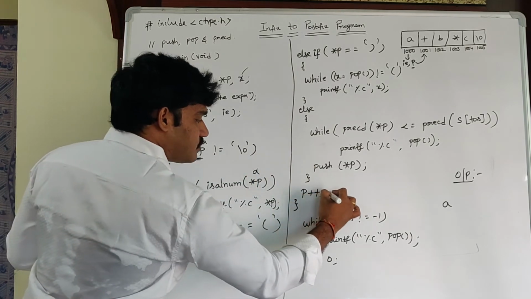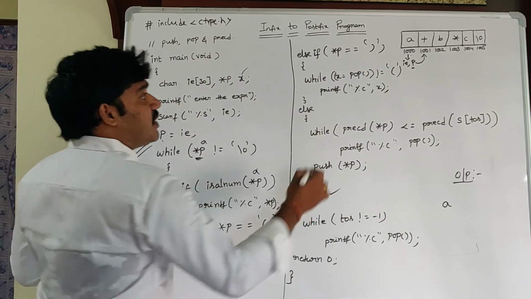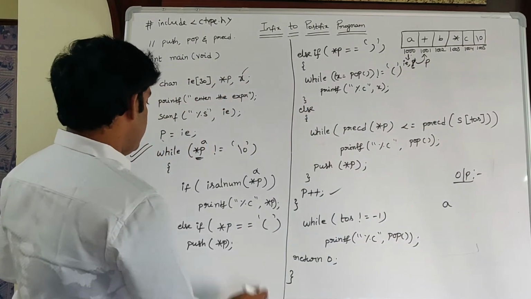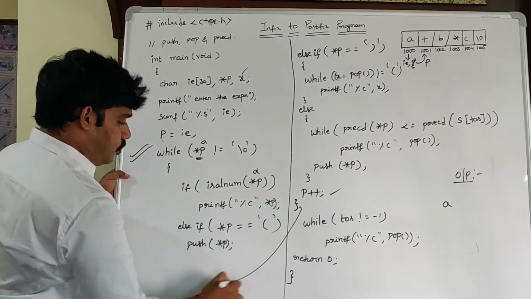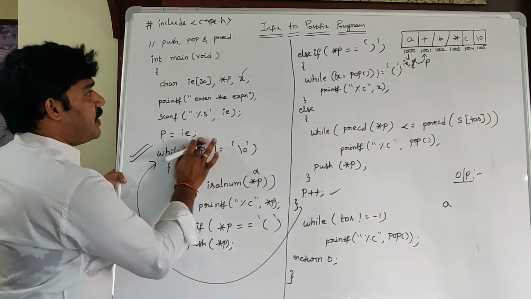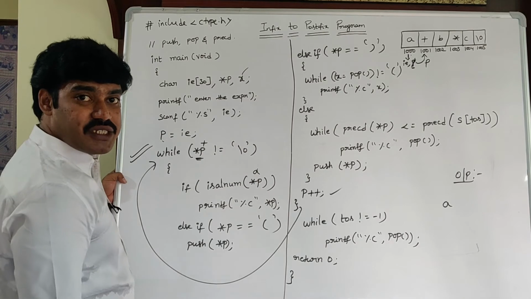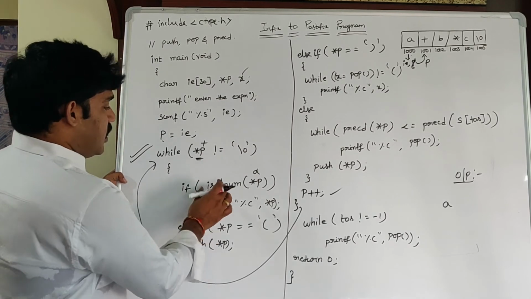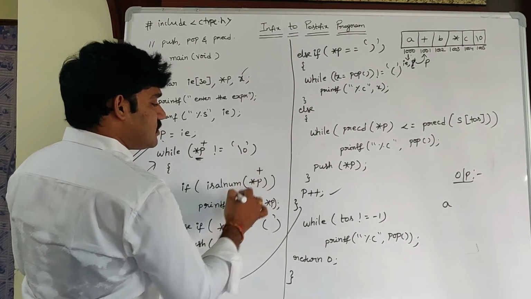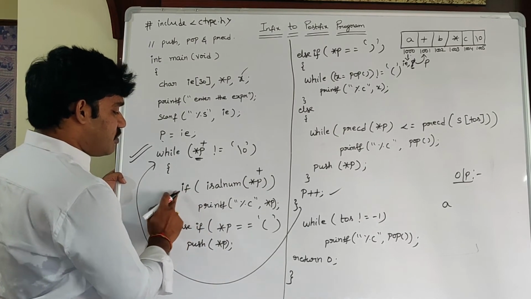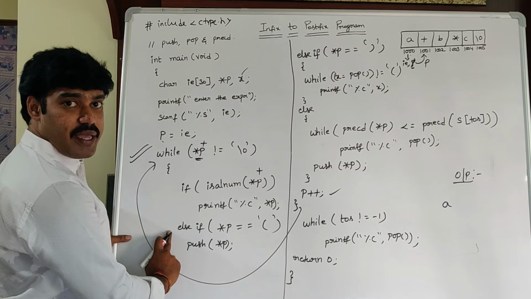Finally, it comes to p++. Initially p is 1000. Next it moves to 1001. Again coming to the while loop: while *p, now what is *p? It is +. + is not equal to \0, so the condition is true. Is alphanumeric of +? Is + an alphabet or numeric? Then it returns 0. If of 0 means the condition is false. Coming out of the if.